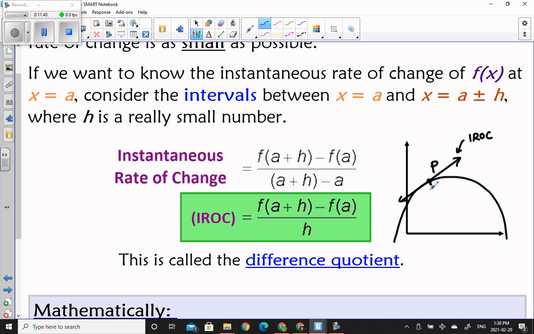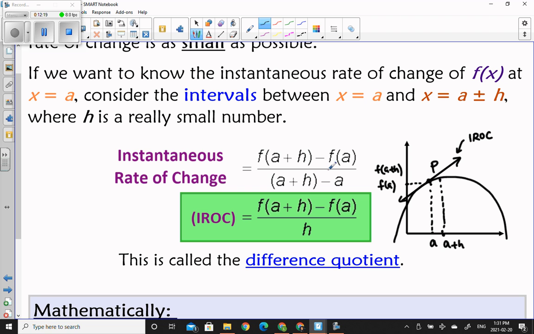So let's say at point P, this point is A here. And then I take a point very close to P, and let's say that the distance between A and the next point here is just a very small number h. So that point would be A plus h. And the corresponding y values for A and A plus h are f of A and f of A plus h, right? So those are my corresponding y values to these x values.